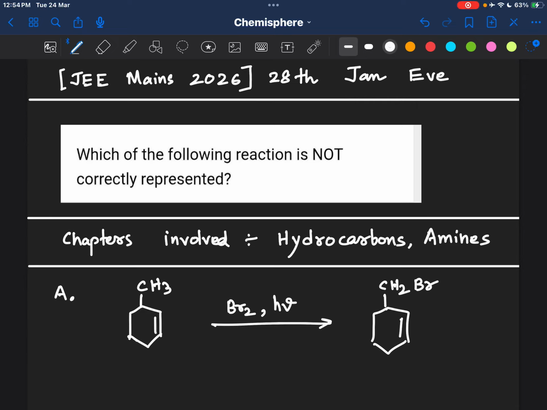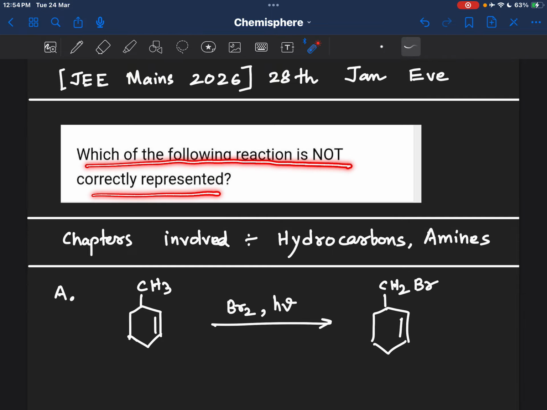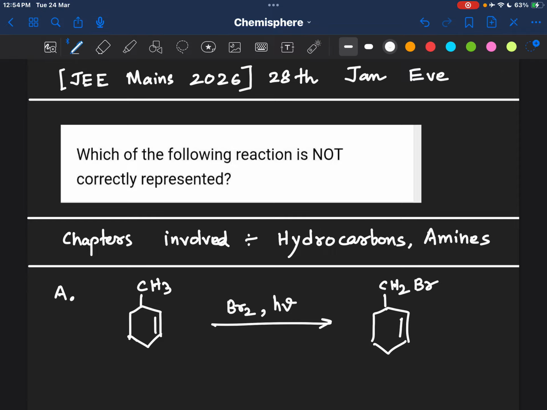Hello everyone. So this is a question from JEE Mains 2026, 28 Jan evening. The question is, which of the following reactions is not correctly represented? Okay, so this is an important one, which is wrong technically. So the chapters involved in this question are hydrocarbons and amides. Okay, so let us look at the first option.